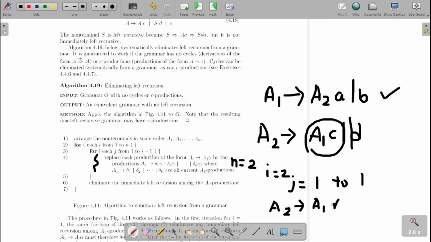Replace each production of this format with the productions of A2 derives delta. What is delta over there? Delta is nothing but Aj, where j is our 1. So replace with the productions of A1 over there. That is, Aj is deriving delta 1, delta 2 like that. So you replace with the A1 productions.